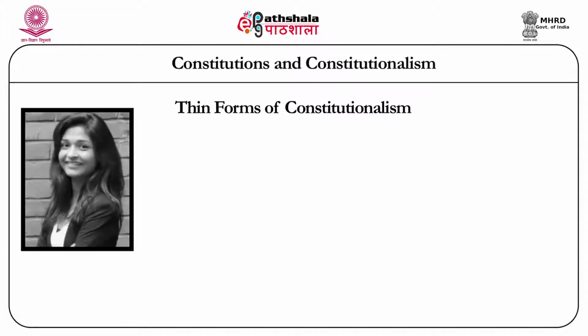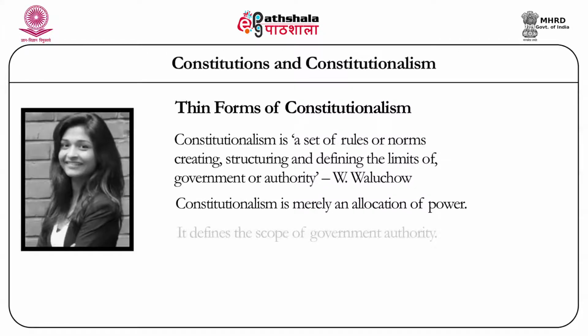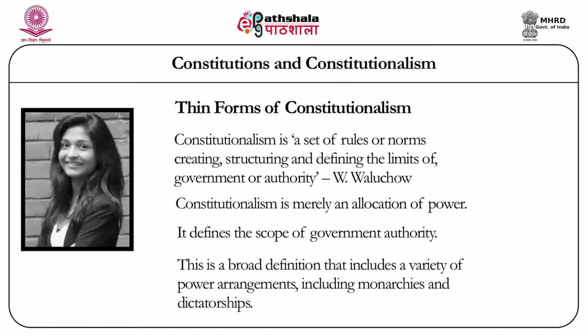So what I just described to you is a thin form of constitutionalism, which basically suggests that constitutionalism is a set of rules or norms that create, structure, and define the limits of government or authority. In this way, we understand constitutionalism to be merely an allocation of power, merely defining the scope of government authority. And this is clearly a very broad definition that encompasses a wide variety of power arrangements, which include not only democratic forms of government, but also monarchies and dictatorships.